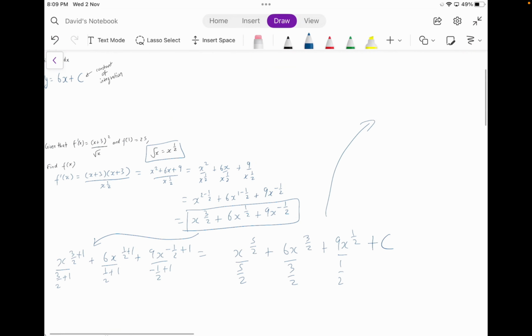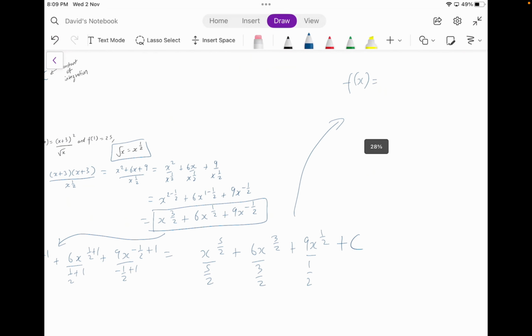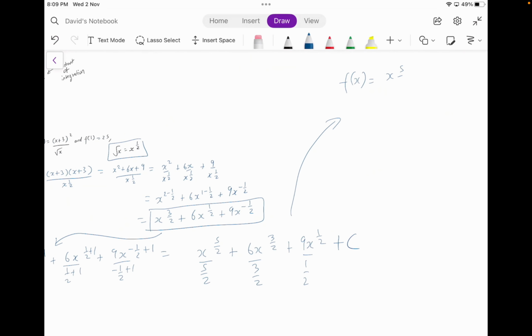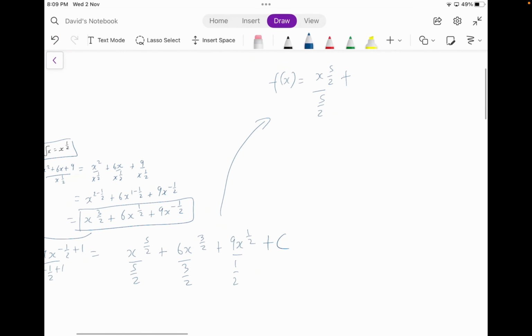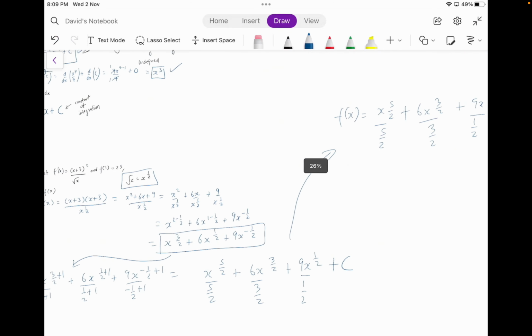We're going to write it down here, f of x, which is going to be equivalent to x raised to the power 5 by 2 divided by 5 by 2 plus 6x raised to the power 3 by 2 plus 9x divided by half plus c. Now this is going to give you your value here.